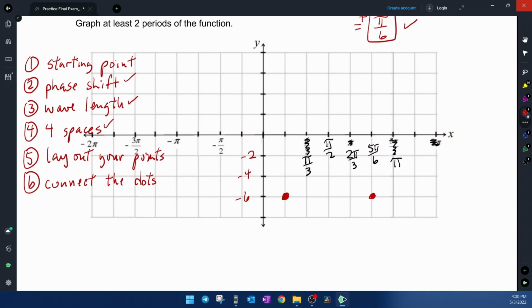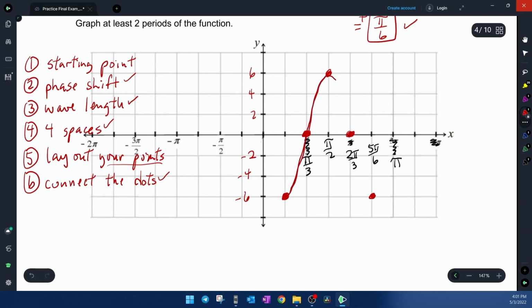And if you're wondering why the 4 spaces are necessary, it's because that's where your points go. And so now when it comes to lay out the points, I know if I start down at -6, at the next hash mark, I need to go to the x-axis, and then going to the next hash mark is going to take us up to +6. Next hash mark, we return to the x-axis, and finally back to -6. And then step number 6, if we connect the dots, we're going to get our nice, smooth cosine wave.